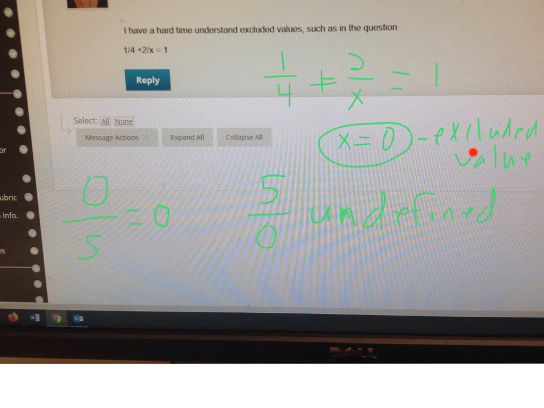And so we want to exclude that value. If we were solving this equation, that value would not be an acceptable answer.